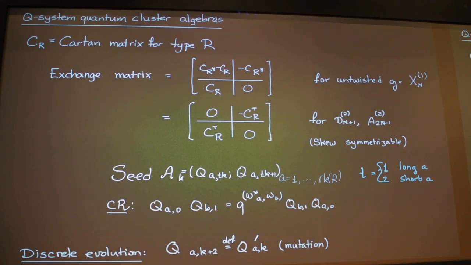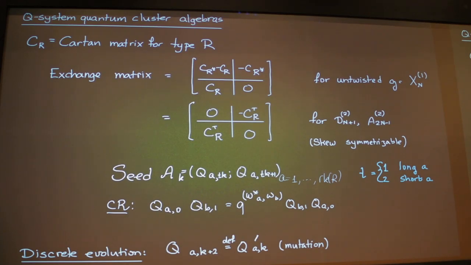For a quantum cluster algebra, I also have to define the commutation relations between these variables. The variables that don't commute in this seed, there are two rank R variables here, are just neighboring variables, and they q-commute with this matrix q to the omega_A star omega_B. So everything is defined by the MacDonald group systems R and R star. So I have q-commutation relations.